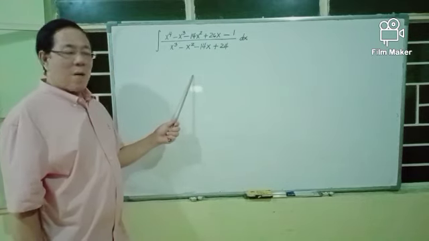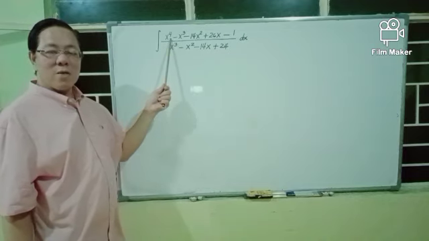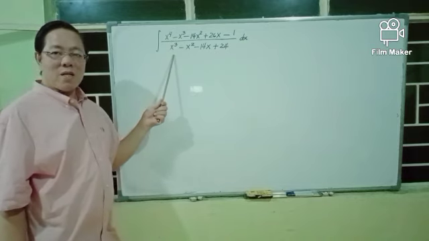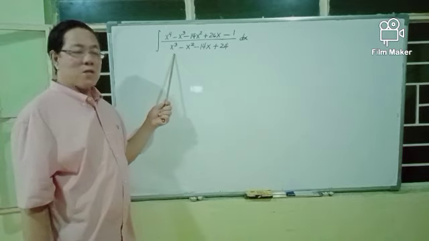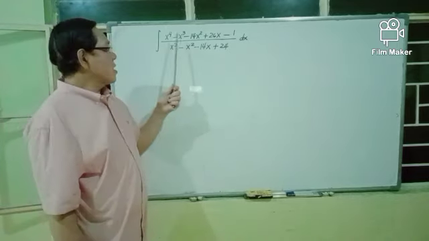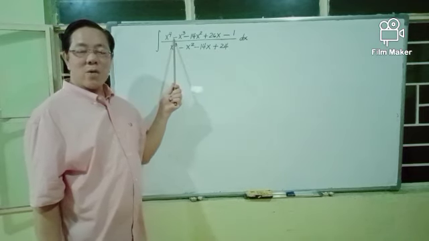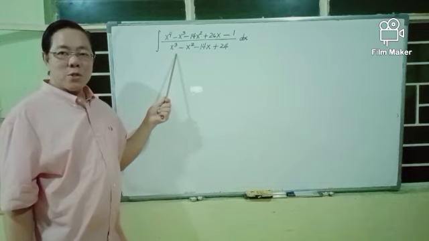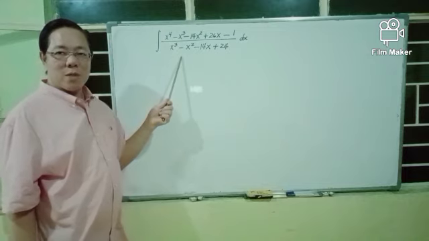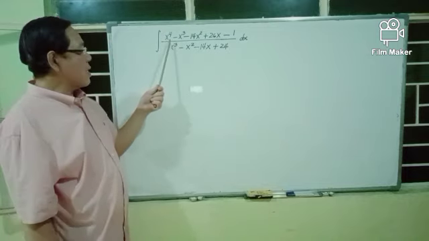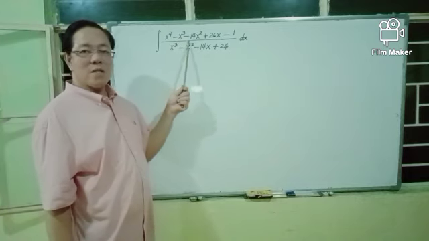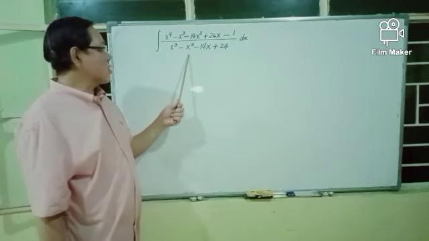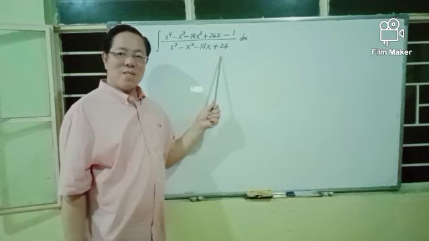But for this particular example, the highest exponent of the variable x in the numerator of the rational expression is 4, and the highest exponent of the same variable x in the denominator is 3. If the highest exponent of the variable in the numerator is greater than the highest exponent of the same variable in the denominator, you should divide first the numerator by the denominator. So we will do that. We divide x to the 4 minus x cubed minus 14x squared plus 26x minus 1 by x cubed minus x squared minus 14x plus 24.